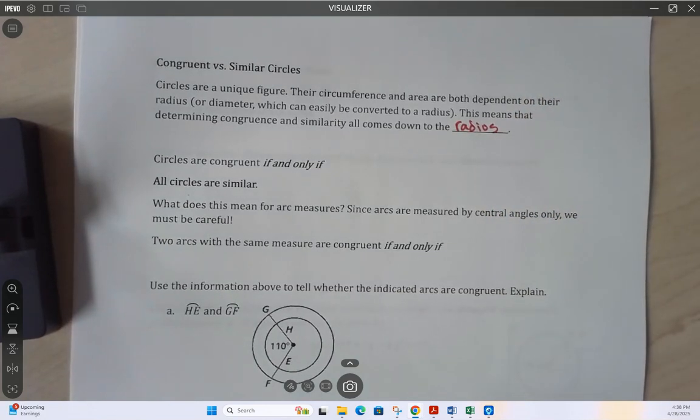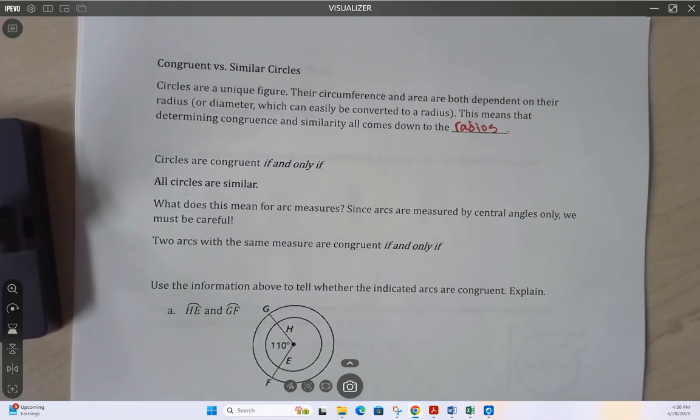Now, why is that important? That's important because it's one piece of information we have to look at to determine if our circles are congruent, first of all. And then because that's the only thing that really sets them apart, all circles are going to be similar because all of the radii can be adjusted by a scale factor. Every single radius can be gotten to one another by some scale factor.